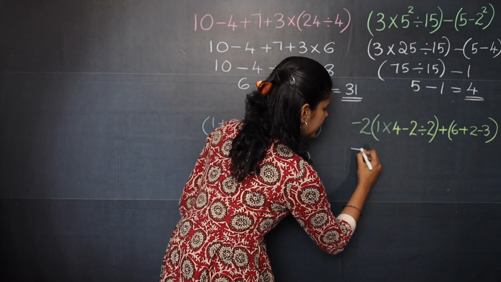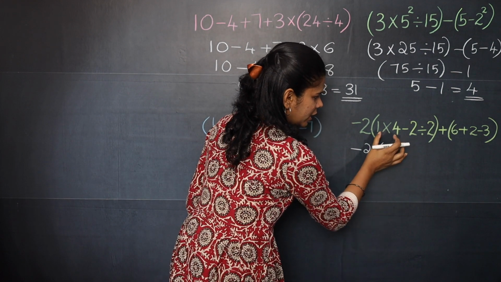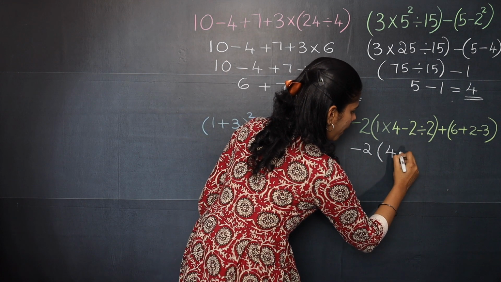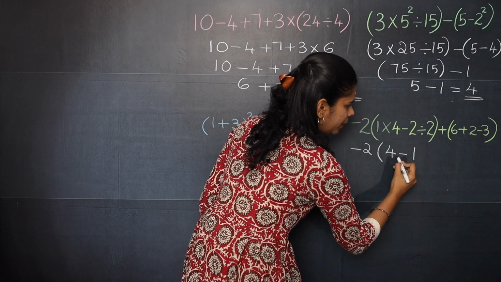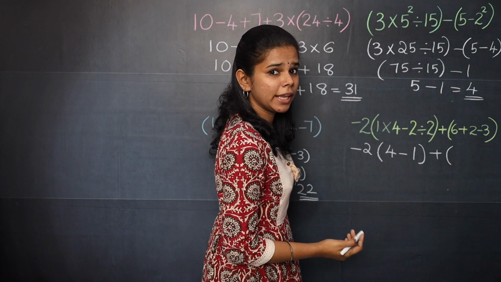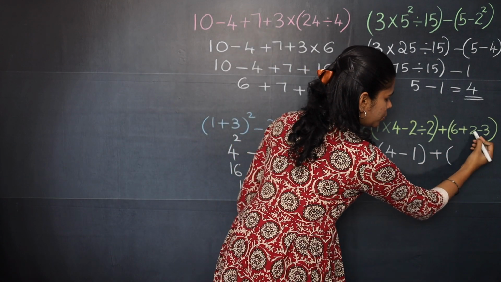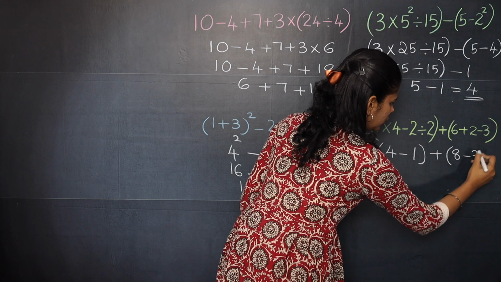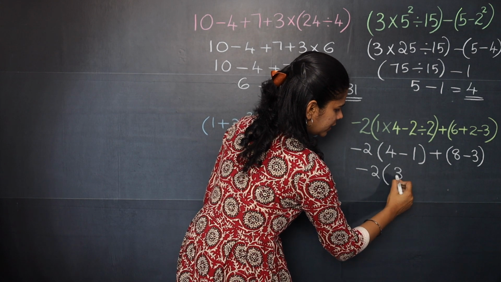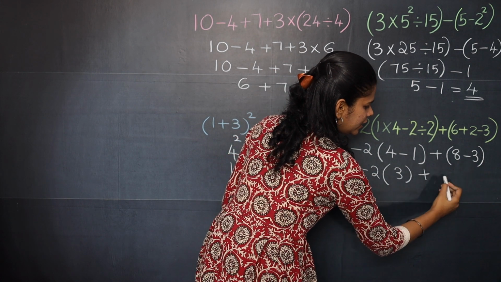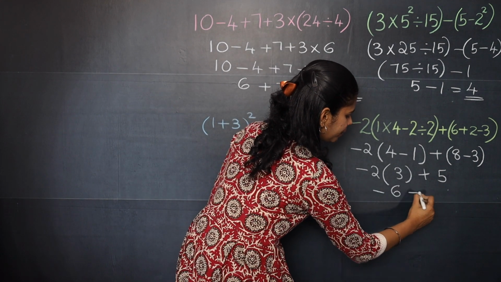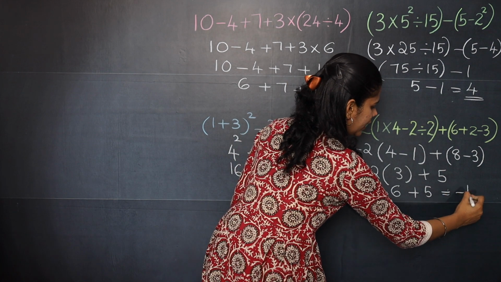So what you will do, you will start with what is inside the bracket first. So here as we move from left to right, you will start with multiplication. So it becomes 4 minus, then you have division. So 2 divided by 2 is 1, plus, inside the bracket also addition and subtraction is there. From left to right you will start. So 6 plus 2 is 8, minus 3. Now negative 2 into what is 4 minus 1? It is 3, plus 8 minus 3 is 5. Now you will multiply. So it becomes negative 6 plus 5. Your answer is negative 1.